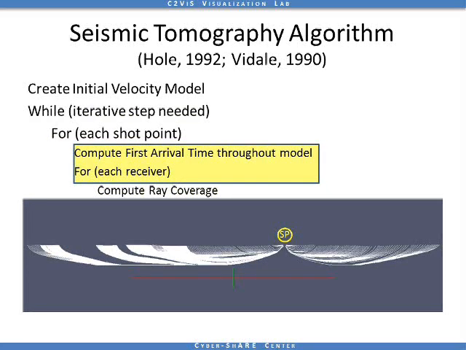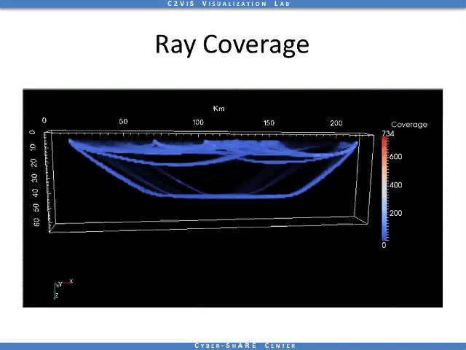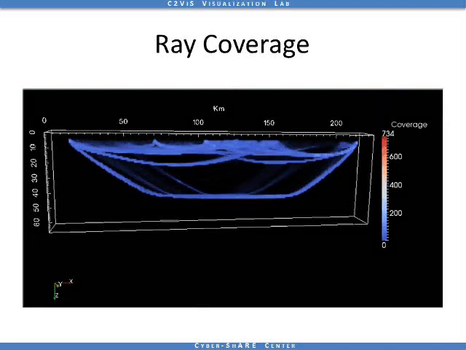With this model of first arrivals, the algorithm backtraces the ray paths followed by the seismic waves from shot point locations to receiver locations. Here is a close-up of a shot point that shows ray paths to a number of receivers. As the algorithm proceeds, ray coverage from all of the shot points and receivers is combined into a single coverage model.